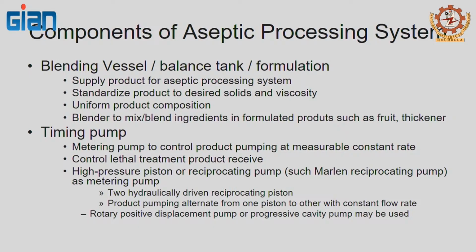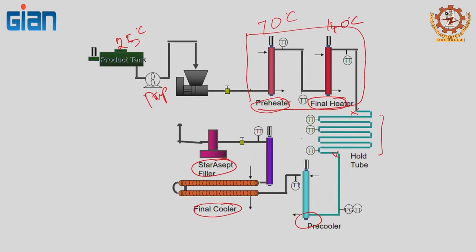Now, we are going to go through some of the components of the aseptic processing system. The first is a blending vessel. So, you may have soup, and you want to hydrate all the starches or whatever material, then blend them and bring them to the same uniform temperature. And then you are going to have a timing pump which controls the product pumping at a constant rate. If you look at this pump here, normally what they use is a positive displacement pump.